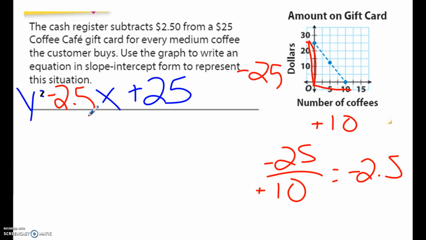Does this make sense? Does this go with the word problem? We start with $25 on the gift card, and we subtract $2.50 each time we buy a coffee. So that makes sense.